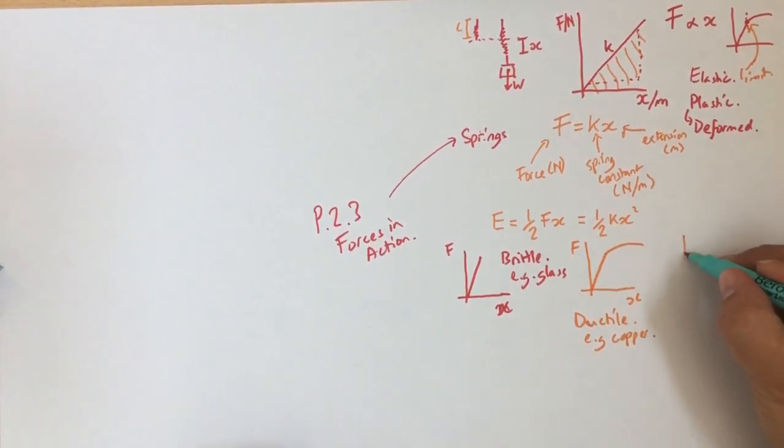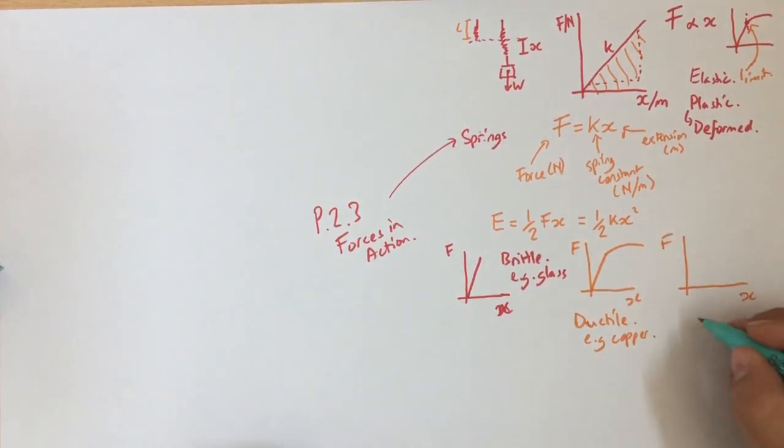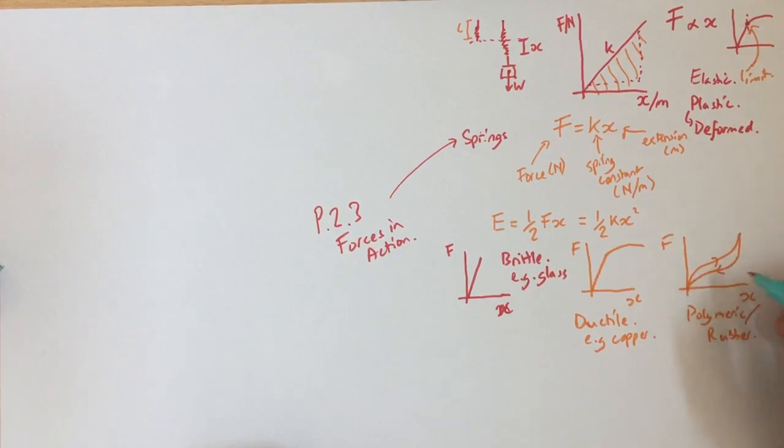And lastly, an elastic band or something made out of rubber is technically what we call polymeric, which just means it's a polymer. So an example of that would be rubber or an elastic band, which has a shape that looks like this. And also, if I was to remove the weight from this, it would follow a different path back. So the unloading and loading curves would be different.